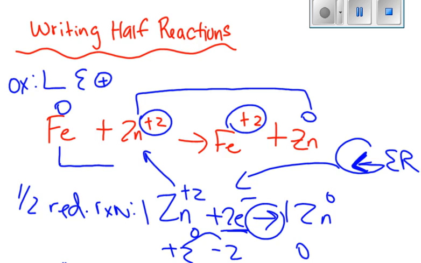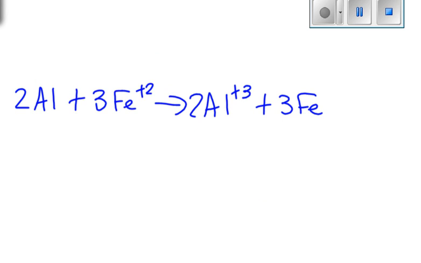Okay, here's another example I want you to write down. First step, assign oxidation numbers across the top. Al is 0, Fe is +2, Al is +3, Fe is 0.